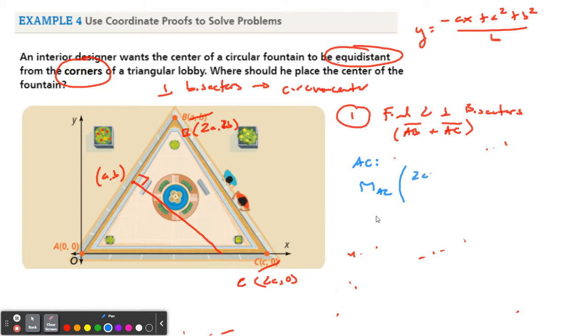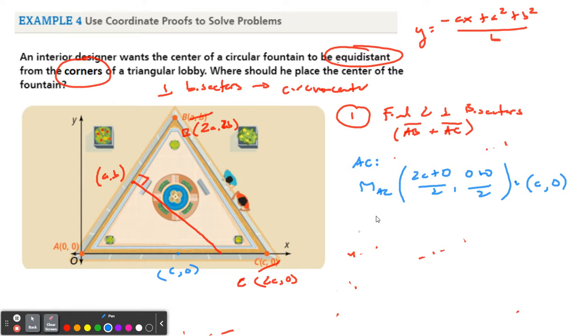So it's the X's, 2C plus 0 divided by 2, and the Y's, 0 plus 0 divided by 2. Awesome that I get to use the zeros, right? That's great. So that's 2C divided by 2, which is just C, and 0 divided by 2, which is just 0. So the midpoint here is (C, 0). Perfect.